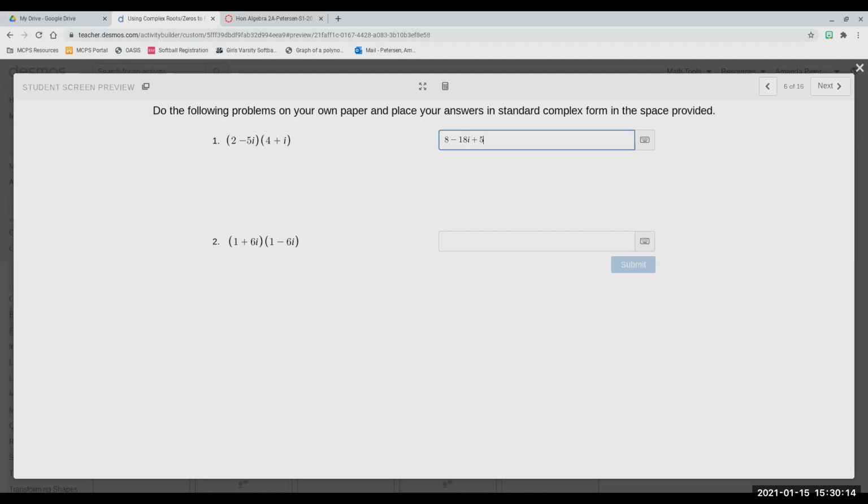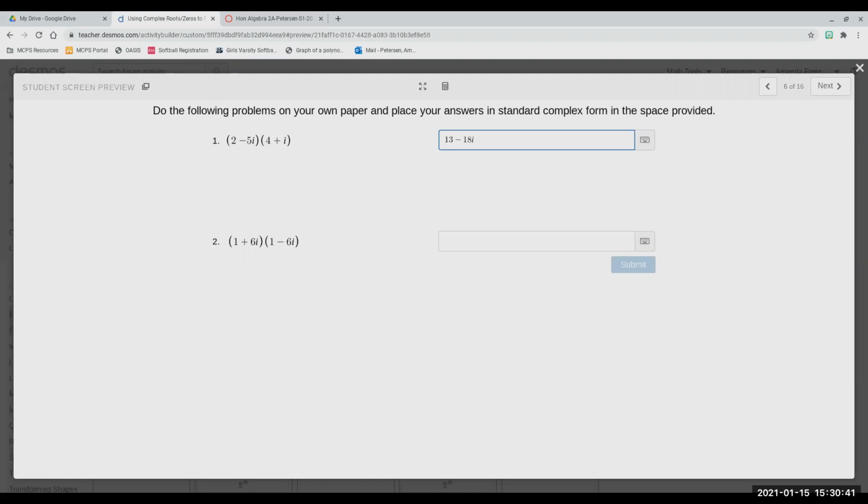All right, let's keep going. So I have 8 and I have 5. Those are like terms. 8 plus 5 is 13. I am now in that standard complex form where my real number comes first and my imaginary number comes second. That's it. All right, number 2.